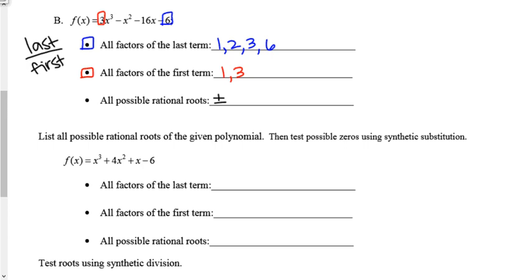I have plus or minus 1 over 1, or just 1, plus or minus 2 over 1, or just 2, plus or minus 3 over 1, plus or minus 6 over 1. And then I'm going to put all of them over 3 now. So plus or minus 1/3, plus or minus 2/3. 3 over 3 is just 1, so I'm not going to write that again. And then 6 over 3 is just 2, so I'm not going to write that again. So here's all my possible rational roots.